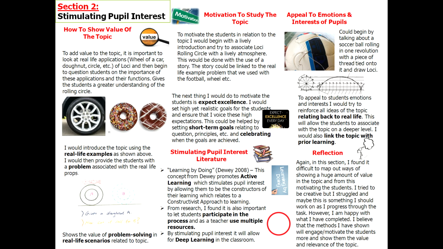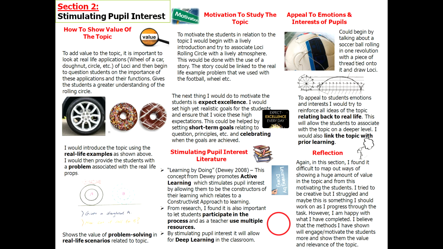Section 2. Stimulating pupil interest. Based on my dissection, I'm going to use real life examples to describe the problem to the students. Real life examples such as a donut, a wheel, maybe a football, maybe a piece of paper, anything at all. What I'm trying to move to is for students to use this for interest. So how do I show the value of the topic?